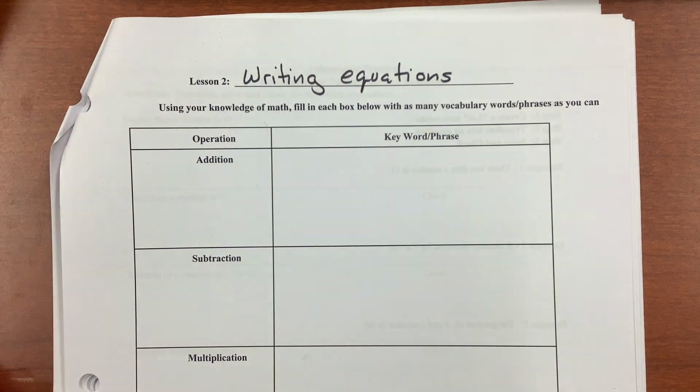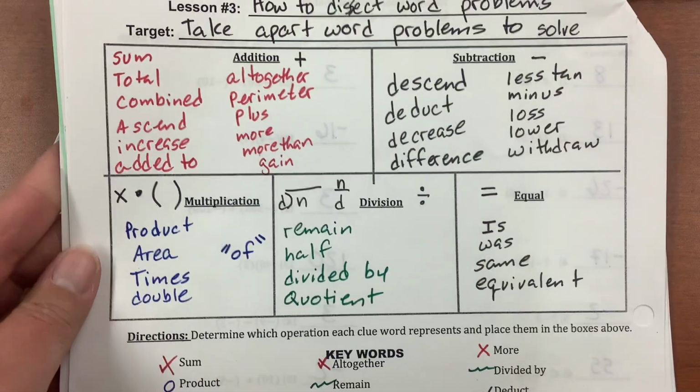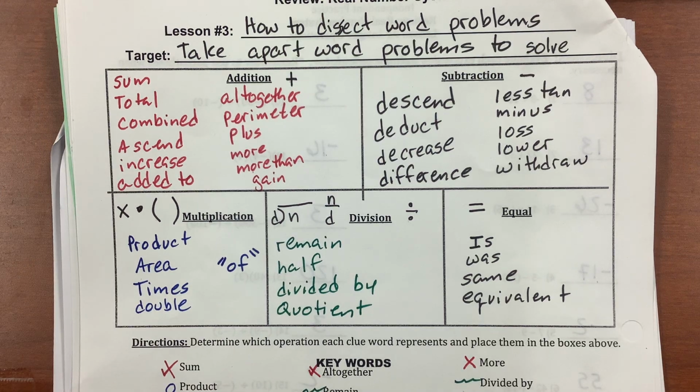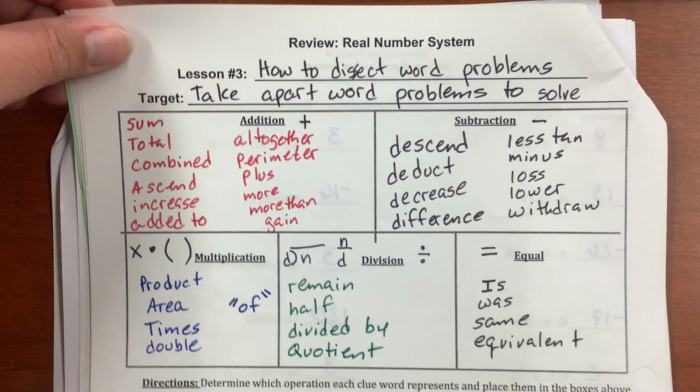Now, in the beginning of the year, we did a packet that was recall prior knowledge. And on page 12 of that packet, I gave you a bunch of different key words, and I told you to put them in boxes. And those key words were here. And there were words for addition, subtraction, multiplication, division, and equals. So I had all these words down here, and we put them up there.